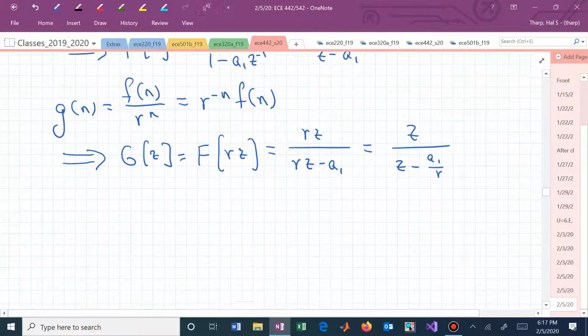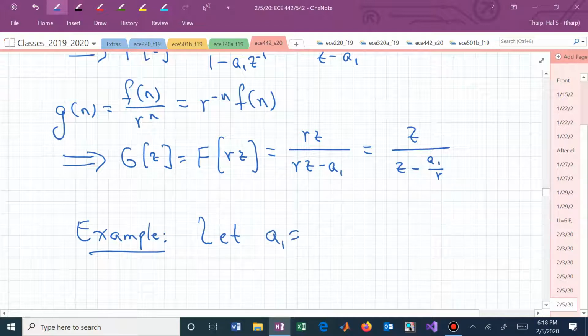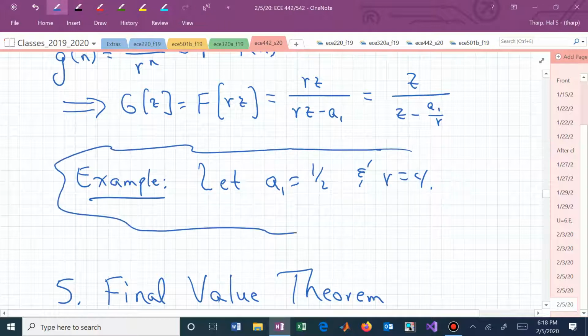Or you might just say, let's consider an example where you might let little A1 be 1/2 and R equal 4. Just to give yourself something to do tonight to see if that makes sense.